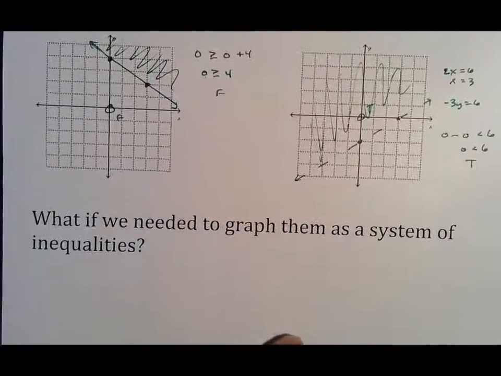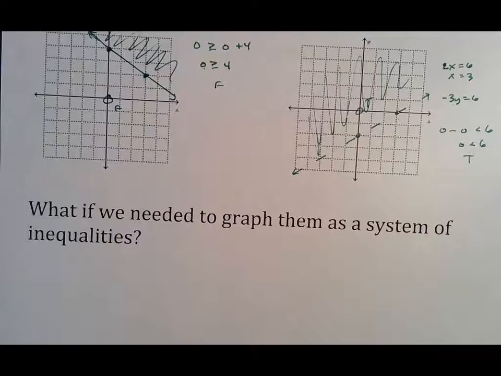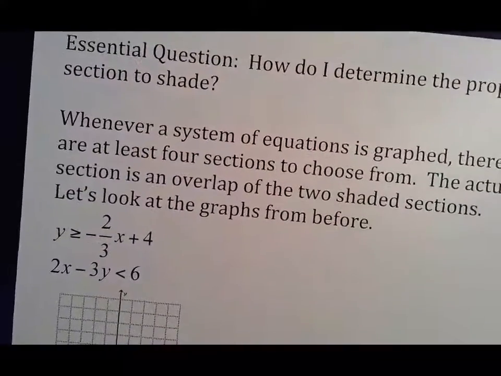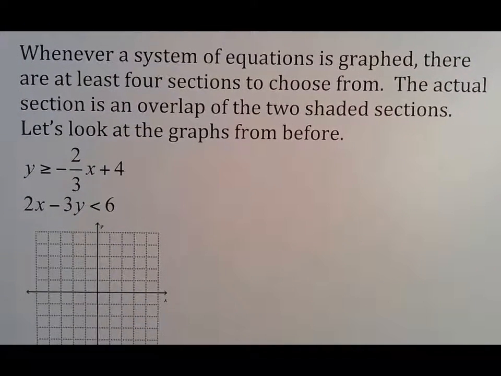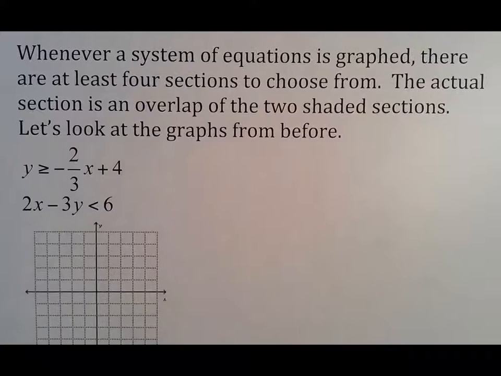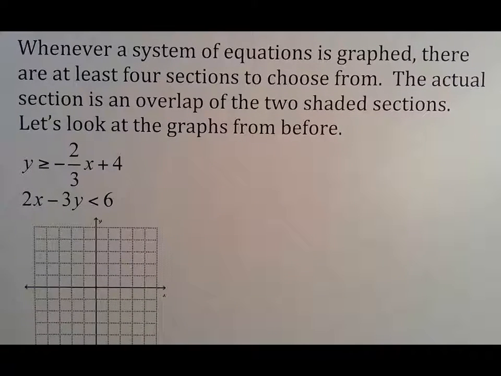But what if we had to graph them both together? And that is really what yesterday was about. Outside of just making sure you knew how to do it, it was preparing you for what it's really all about, which is graphing systems of inequalities. So how do I determine the proper section to shade? Whenever a system of equations is graphed, there is at least 4 sections to choose from, and I did say at least. The actual section is an overlap of the two shaded sections.